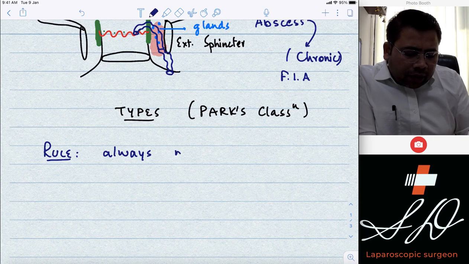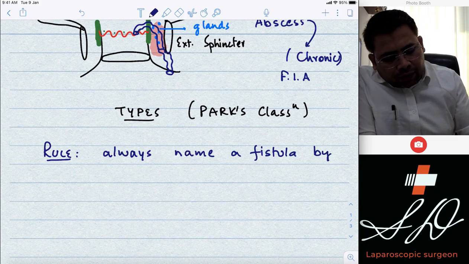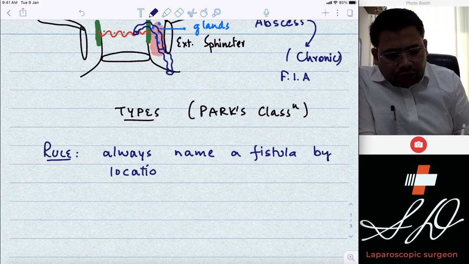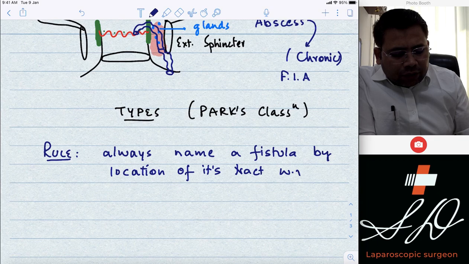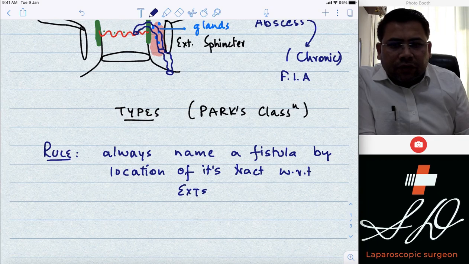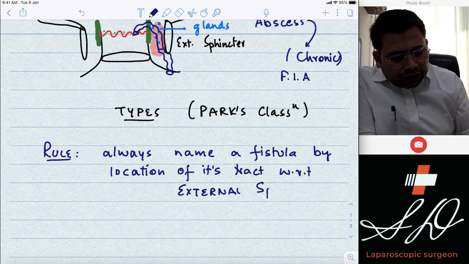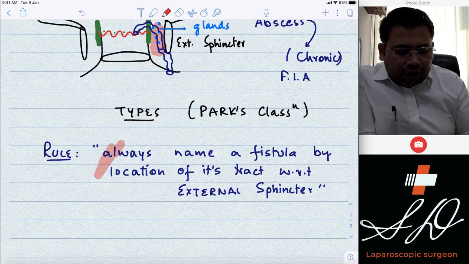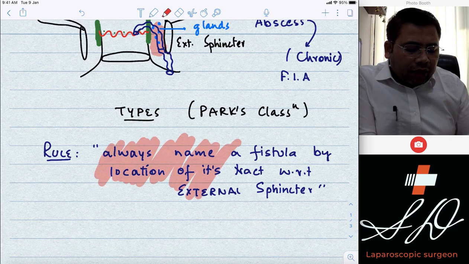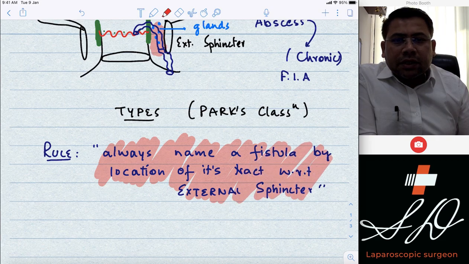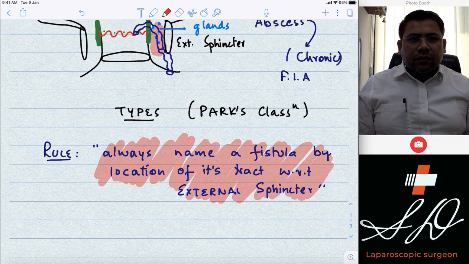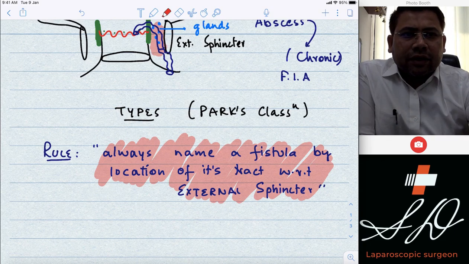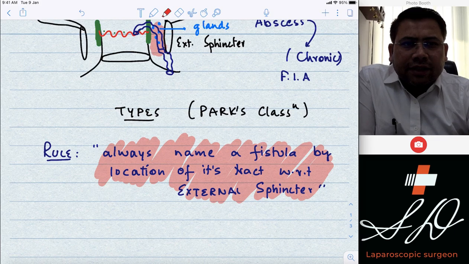The rule is: always name a fistula by the location of its tract with respect to the external sphincter. Students, if you know this, you know everything. Many people find a lot of challenge in deciding what type of fistula it is. The rule is always to look at the fistula from the level of the external sphincter. Now let us see this.